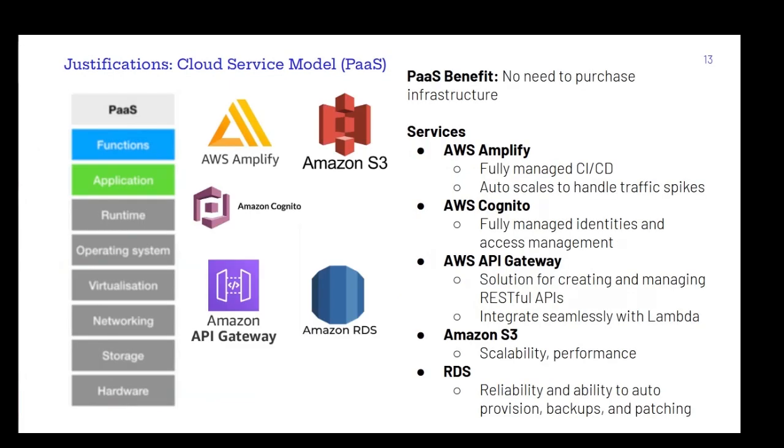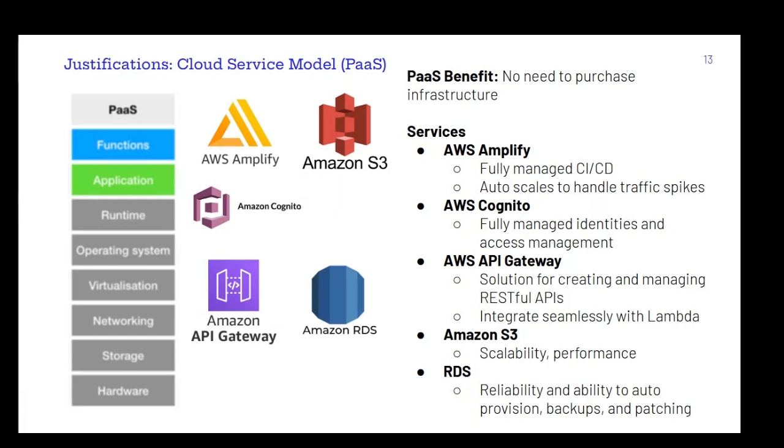Here, we focus on our platform as a service choices. The main benefit of a PaaS model is that we don't need to purchase or manage the underlying structure. We simply deploy our code and services, and AWS handles the rest. Specifically, AWS Amplify provides a fully managed CI/CD pipeline, allowing us to automatically test and deploy changes, and it scales to meet traffic spikes. Cognito manages our user authentication and access controls without us having to build a custom identity solution. Amazon S3 gives us virtually unlimited cost-effective storage for static assets and media files.